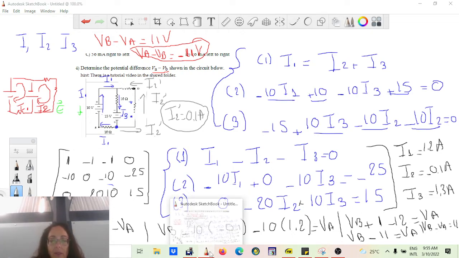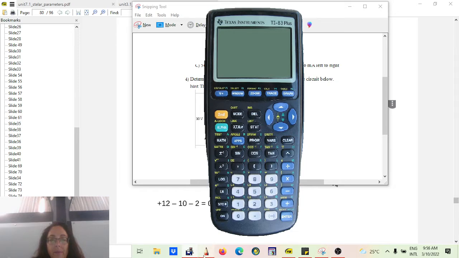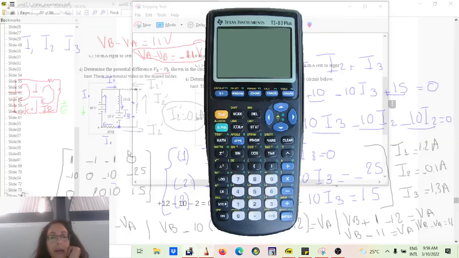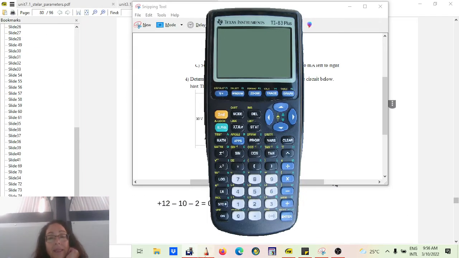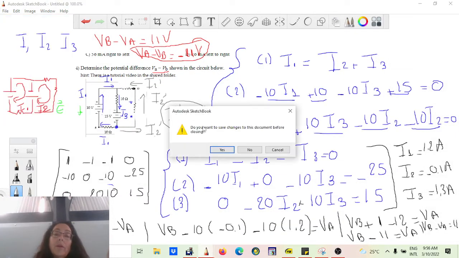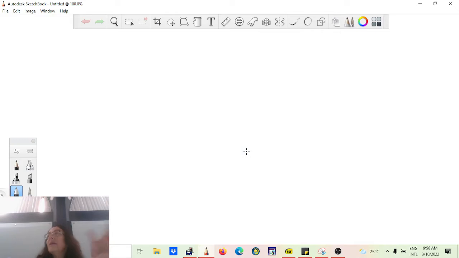Okay, so then we move to capacitors. In the curriculum that I have to follow by the department, I'm told that capacitors charging and discharging are optional, so I'm skipping it.